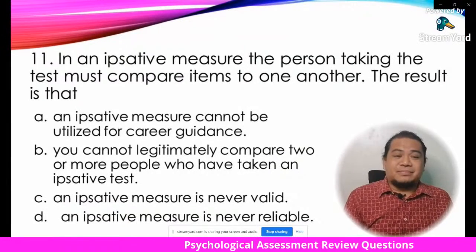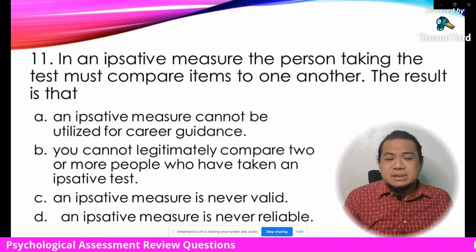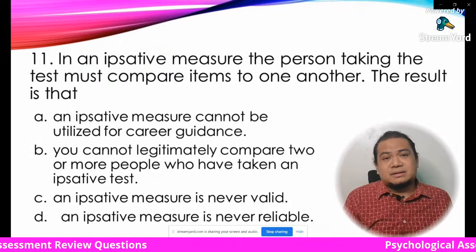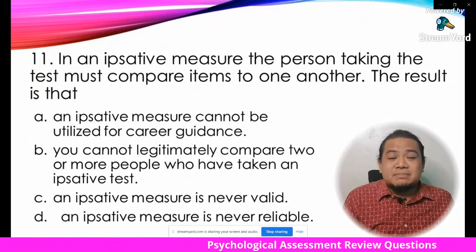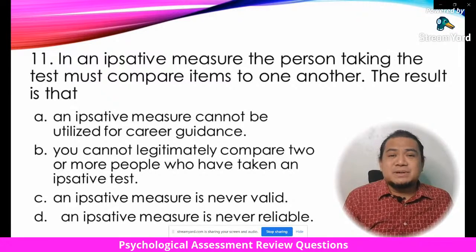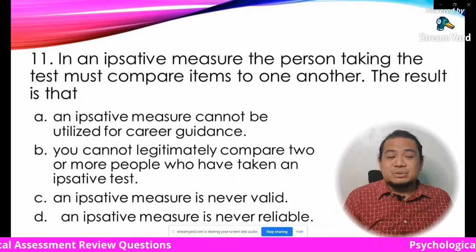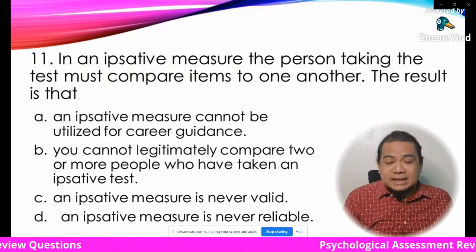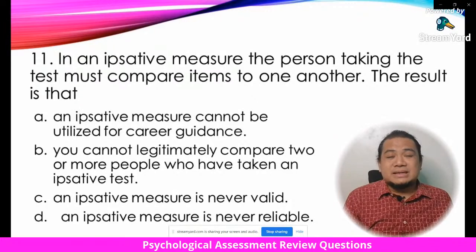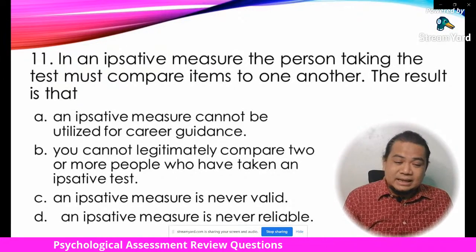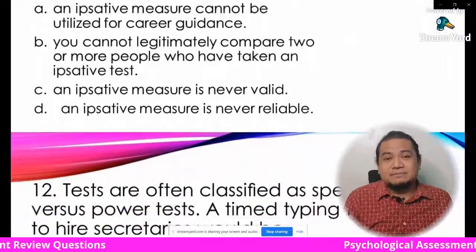Number 11. In an ipsative measure, the person taking the test must compare items to one another. The result is that A. An ipsative measure cannot be utilized for career guidance. B. You cannot legitimately compare two or more people who have taken an ipsative test. C. An ipsative measure is never valid. Or D. An ipsative measure is never reliable.